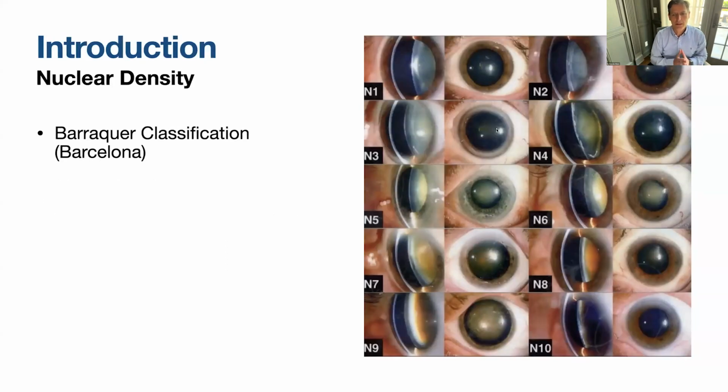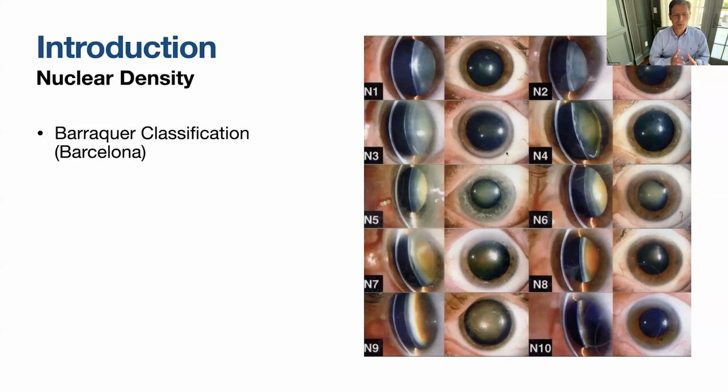So how do we classify cataracts? There are various classifications around the world. The one that I like the most is the Barraquer classification by Rafael Barraquer in Barcelona. And the reason I like it the most is because it gives us an idea of the density of the nucleus. And it's classified from 1 to 10.